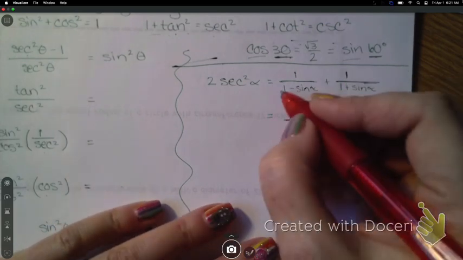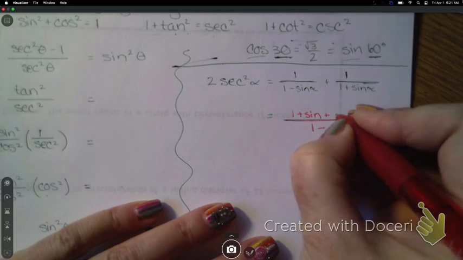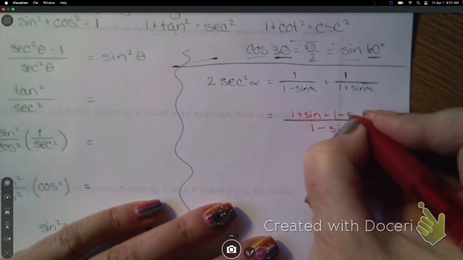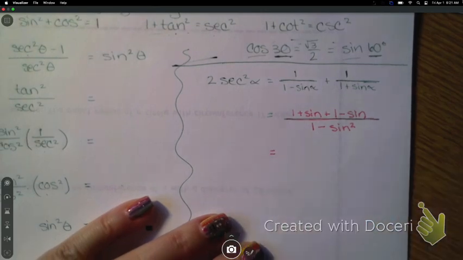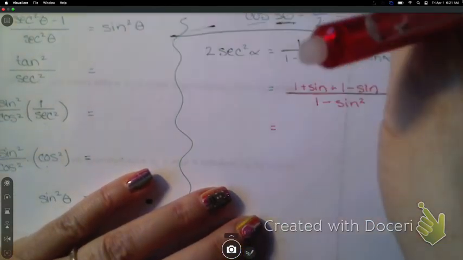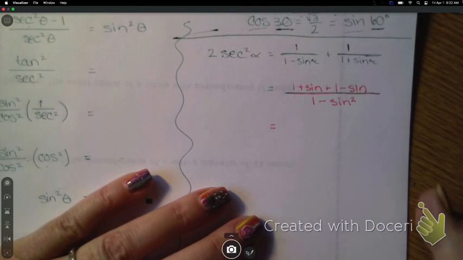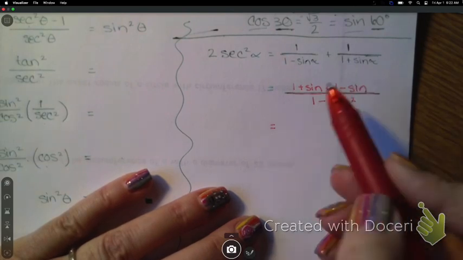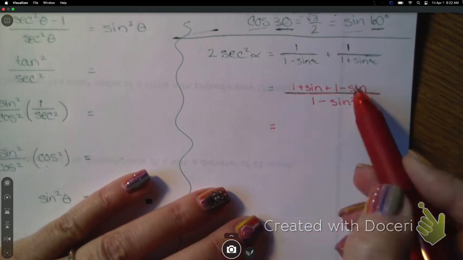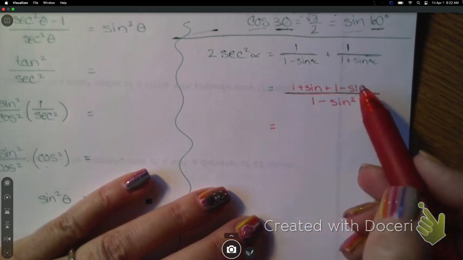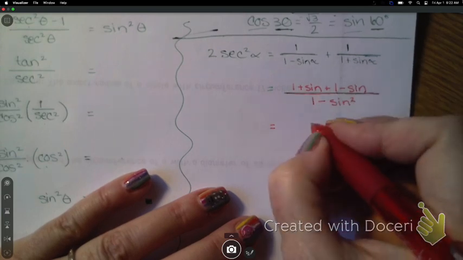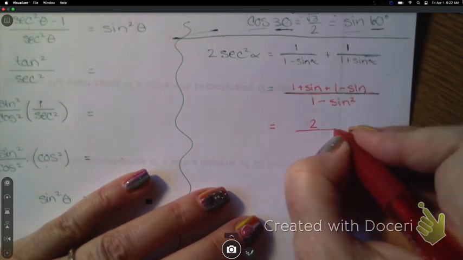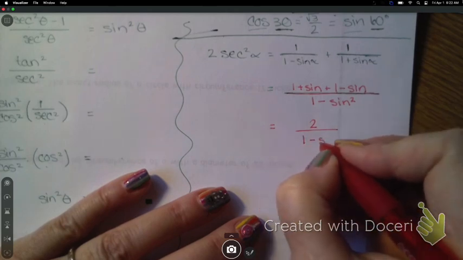Okay, so then I'm going to get what? 1 plus sine plus 1 minus sine. Would the signs go together? Well, I have a positive sine and a negative sine, so I have how many sines? 0. 0 sines. So I just have 1 plus 1 is 2. So I have 2 over 1 minus sine squared.